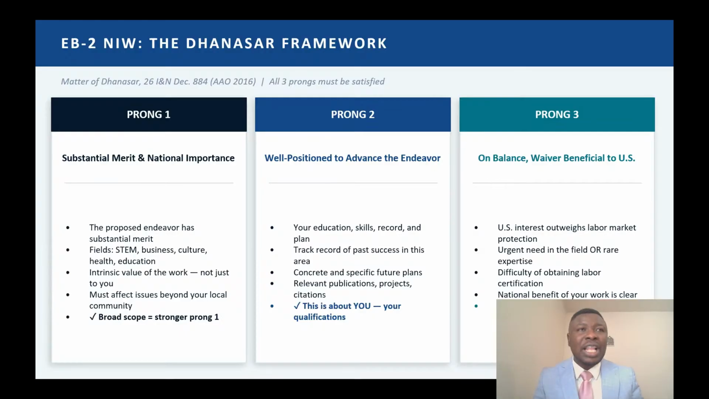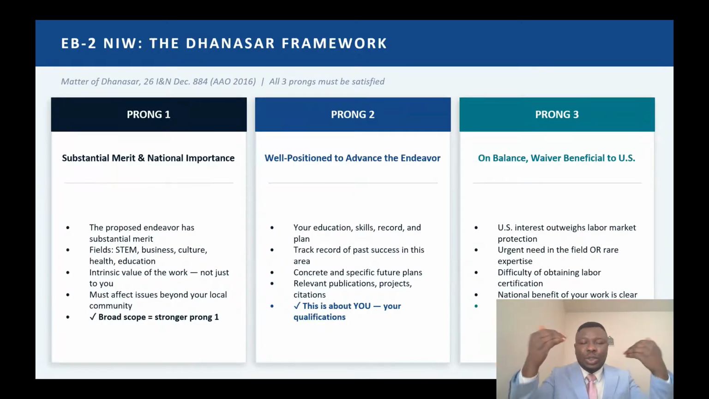So after we have a strong proposed endeavor, remember, your proposed endeavor is the foundation of your case. If you have a weak proposed endeavor, that case will crumble like a house of cards. So your proposed endeavor needs to be strong, specific, and reliable. So we have established your eligibility, and we have a strong and specific proposed endeavor.